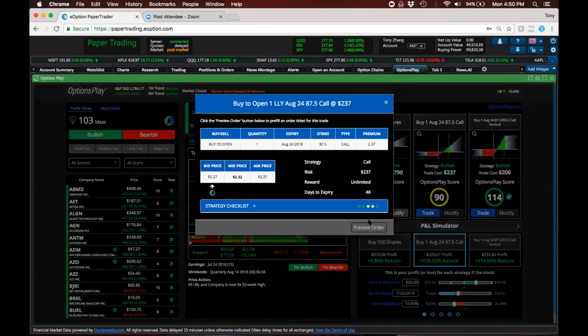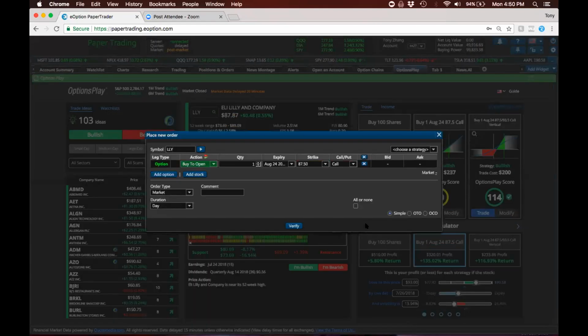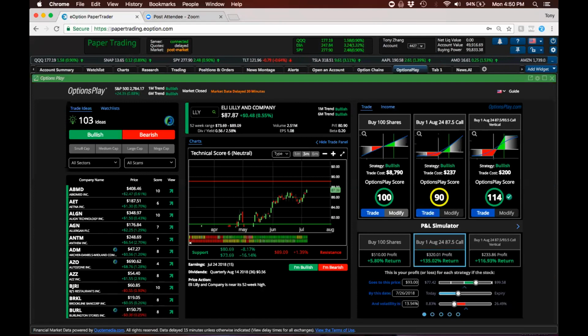You can hit the trade button, hit the preview order button, and that actually pre-fills your ticket for you so that you don't have to pre-fill these tickets manually. You can simply select the order type that you want to use and click on verify to send off this order. This allows you to really look at a trade, analyze it, and if this is a trade you want to make, be able to trade it directly from OptionsPlay.